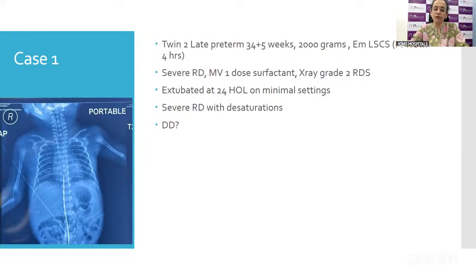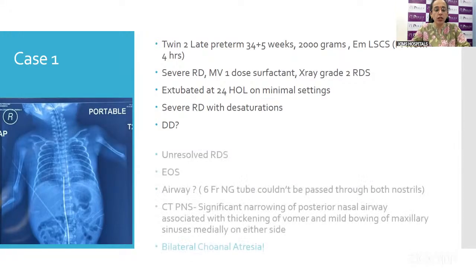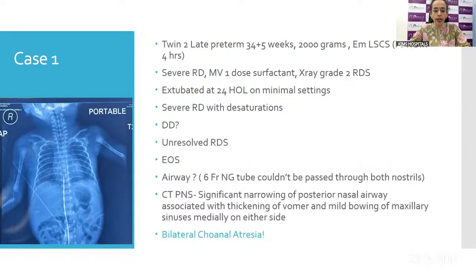And for this baby, in view of grade 2 RDS changes, 1 dose of surfactant was given. Then subsequently, the baby was planned for extubation at 24 hours of life, since the baby was on the ventilator with minimal settings. As soon as the baby was extubated, the baby had severe respiratory distress with desaturations. What could be the differential diagnosis in this case? The possibilities which we considered were early onset sepsis or unresolved RDS or any airway related causes.